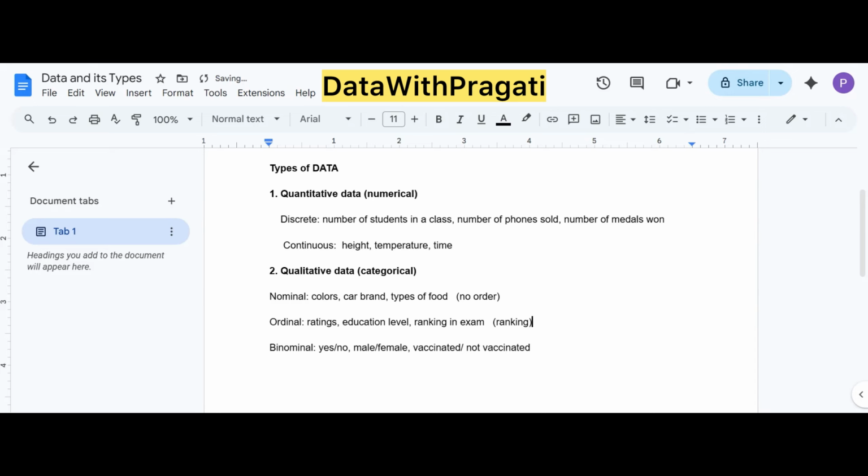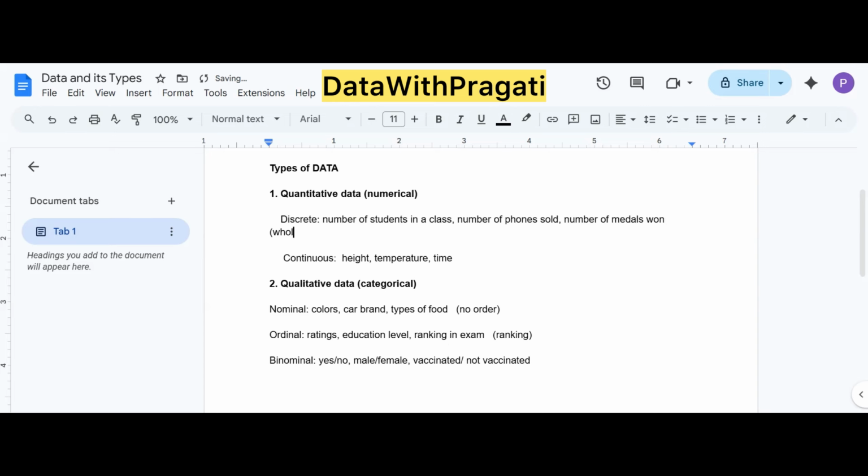Discrete versus continuous. Discrete is countable, which means it has whole numbers, whereas continuous is measurable. If I say measurable, it can come as decimal values. Got it?